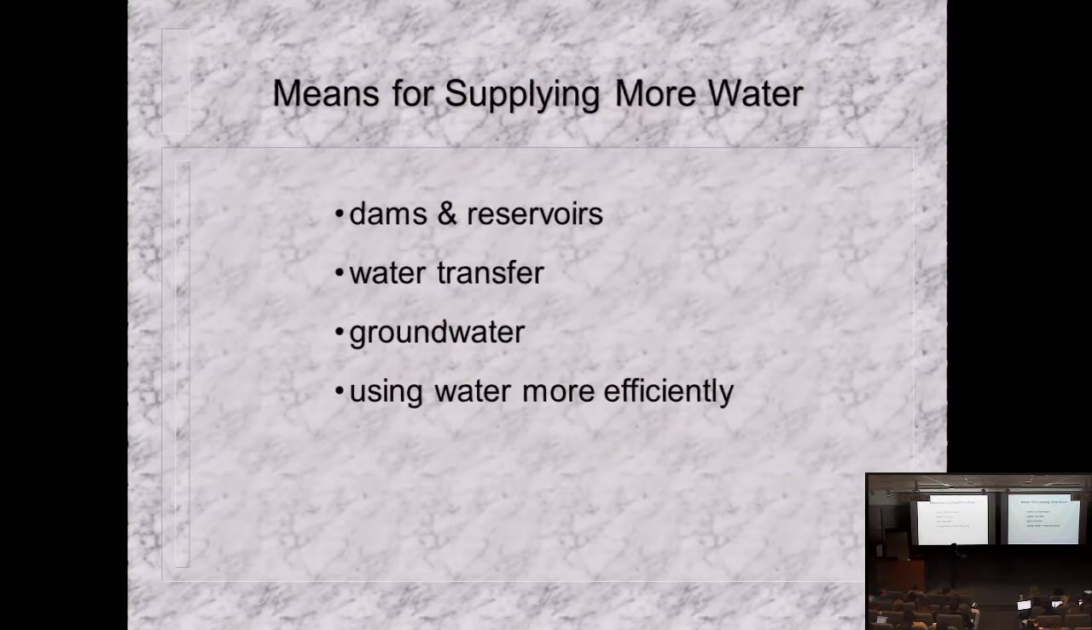How can we supply more water? Well, in places where there is a water surplus, and in the next slide I'll talk about California, it's possible to do some sort of dam on a river and build up a big reservoir. Do you know where your water comes from in Boston?